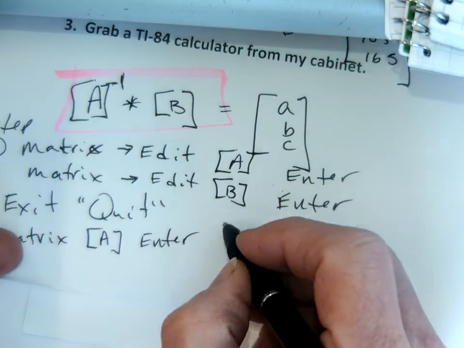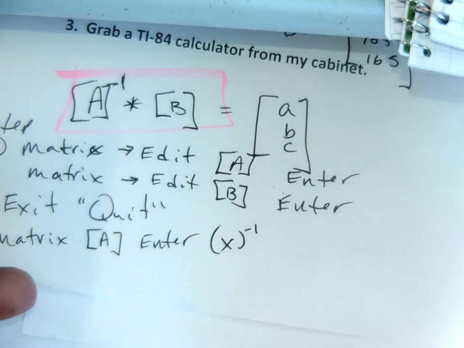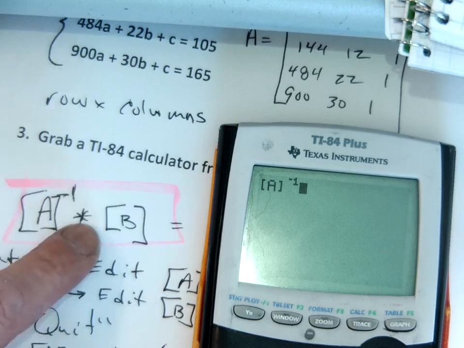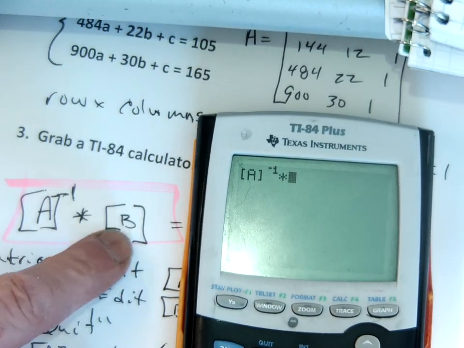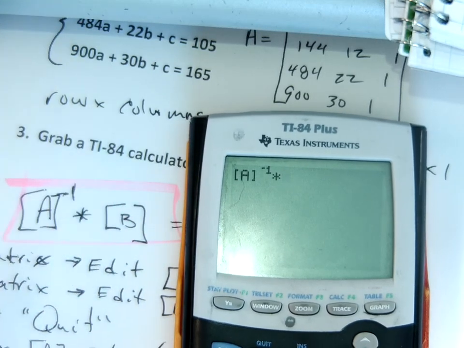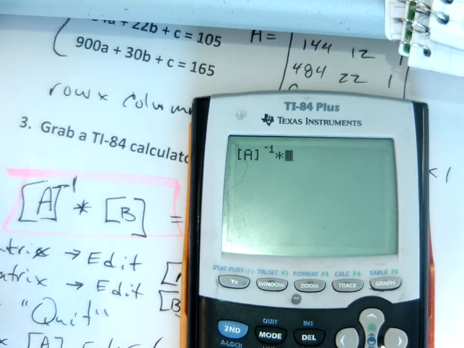So I'm going to push that little x to the -1, right? And then I need a times sign. So I'm going to push times, right? And then I need matrix B. Where is matrix B? It's in matrix, right?